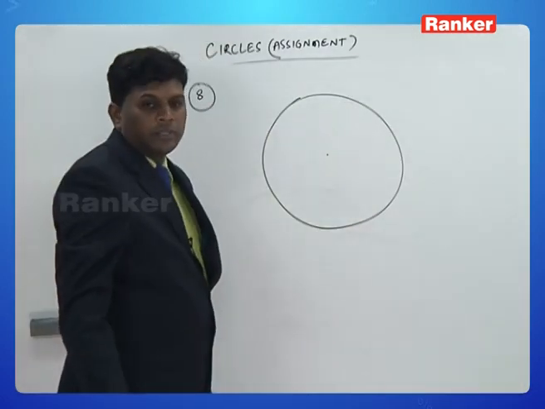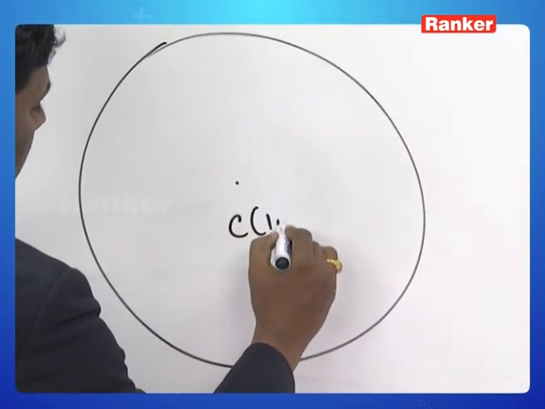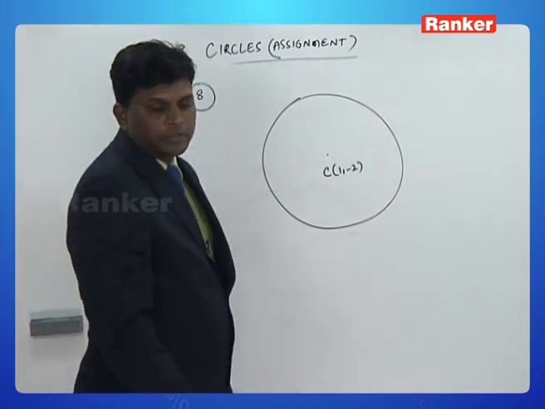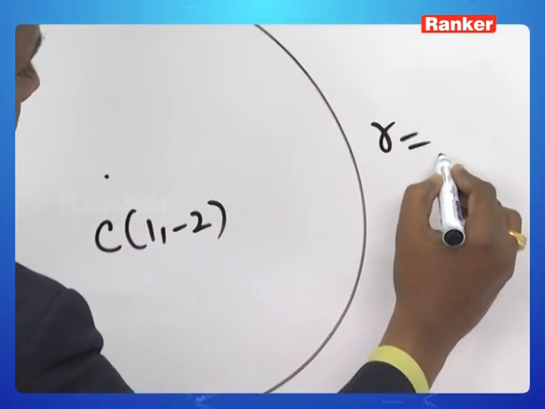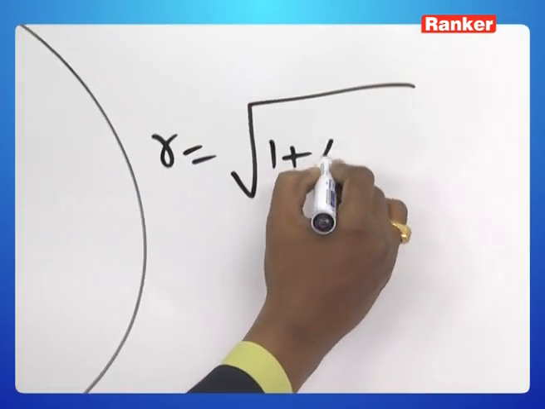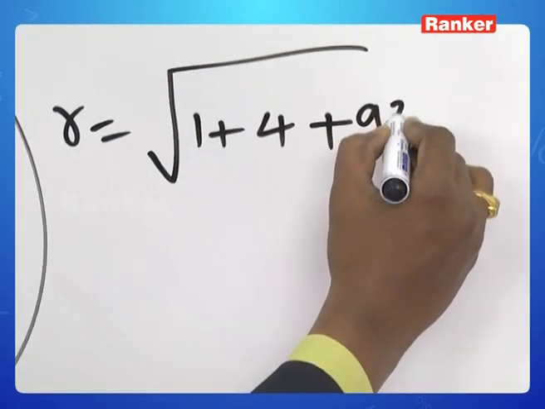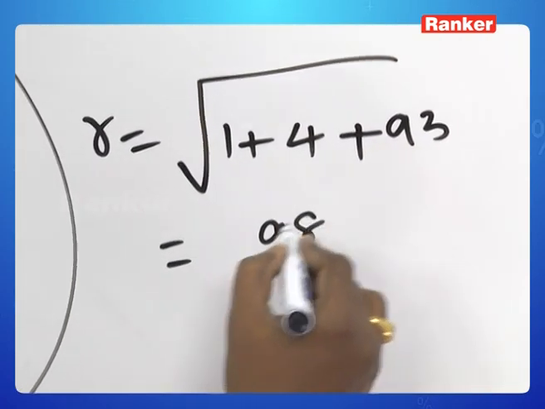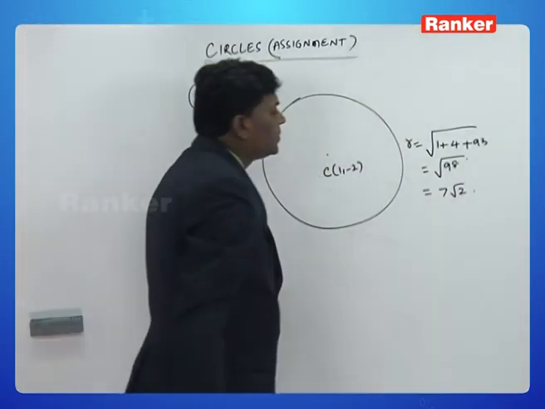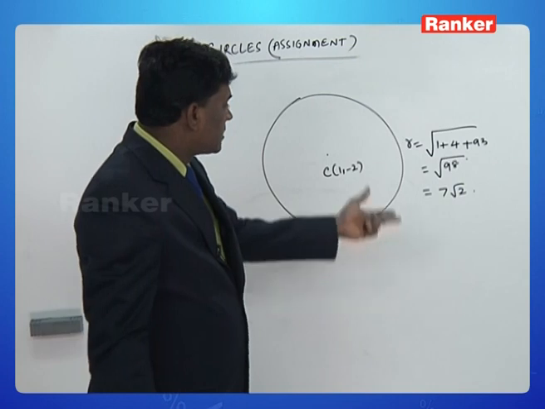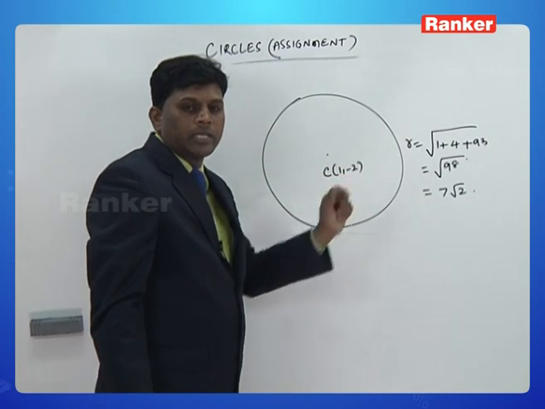with the center given as (1, -2), and radius of the circle is under root g square plus f square minus c. Minus of minus plus 93 will be 98 under root. Very clearly this is 7 root 2 units, 49 into 2 under root, written as 7 root 2 units. So we know the center and we know the radius of the given circle.